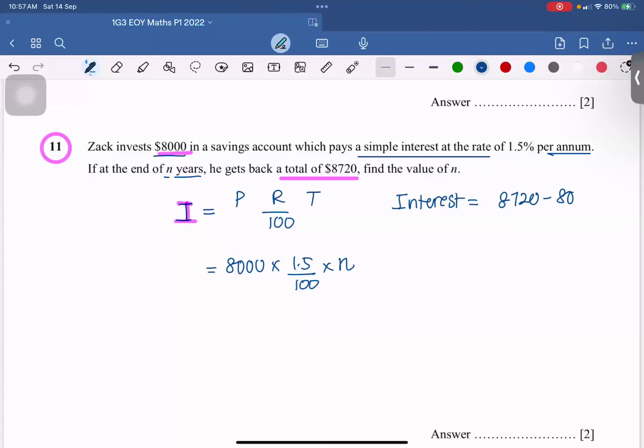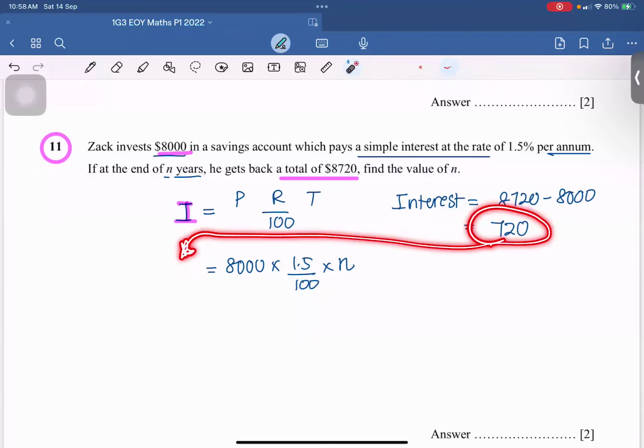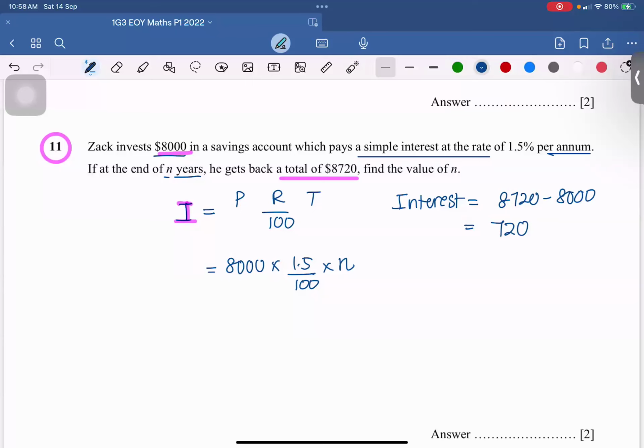8,720 minus 8,000. You're not listening to the question. The rest of you are not listening to the numbers, the information. Process the information over here. This is the interest that you get in actual number, 720. So 720, you plug this in under your interest component. So your interest is 720.